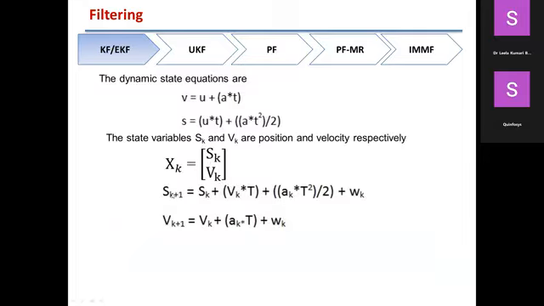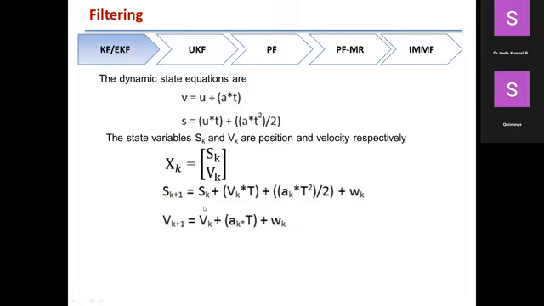Our ultimate goal is to find the future state of the dynamic system, or a vehicle or whatever it is. The future position is the previous position plus ut plus half at squared, and here we have also introduced the noise component, that is the process noise. Similarly, the velocity is the previous velocity plus at plus wk, which indicates the process noise. These two equations are the propagation model in our state space model.